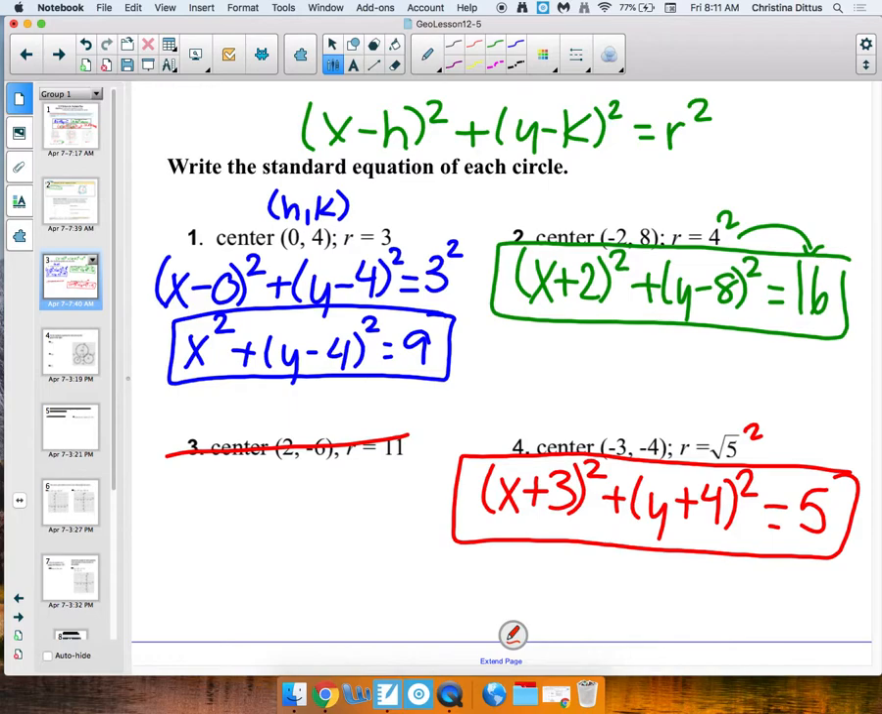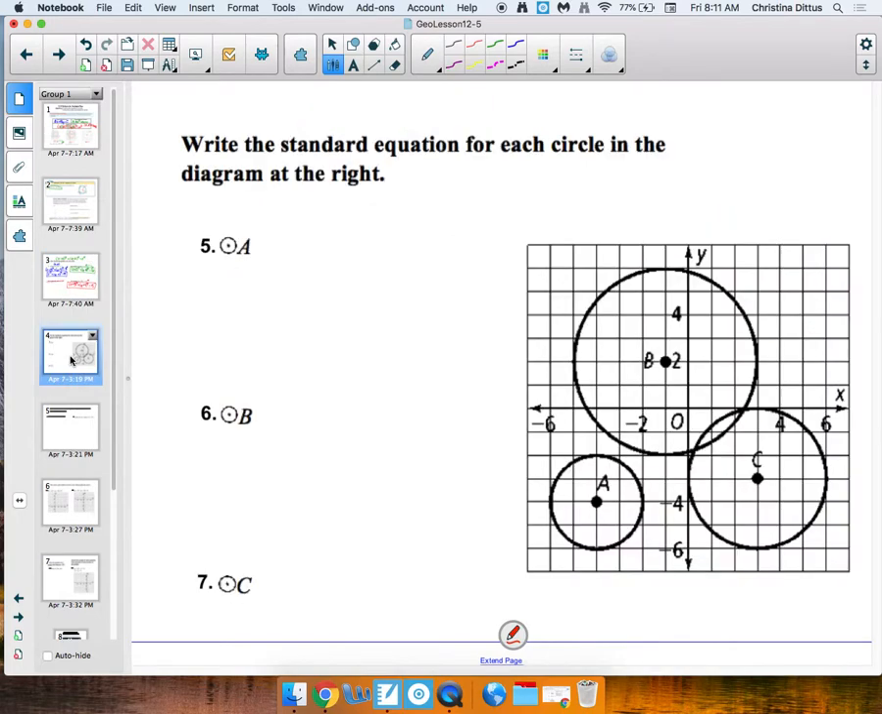Alright. Now, from a graph, we're going to pick out our center and radius so that we can write an equation. Looking at circle A right here, the info we need to write an equation is to find our center. Where's the center in circle A? Negative 4, negative 4? I think so.